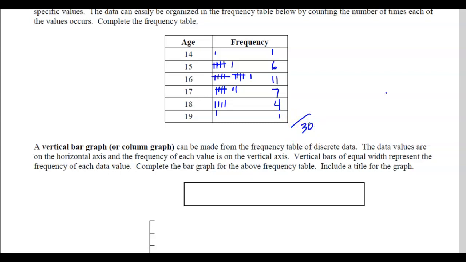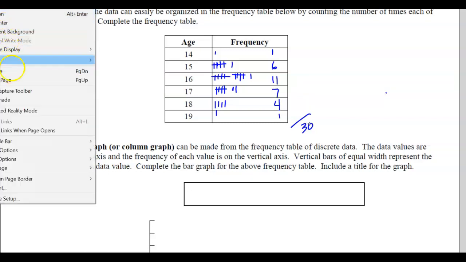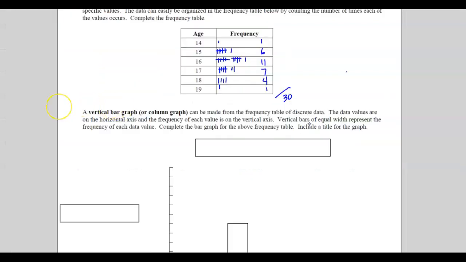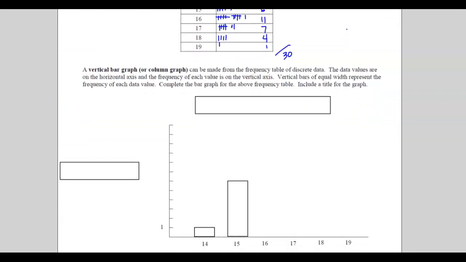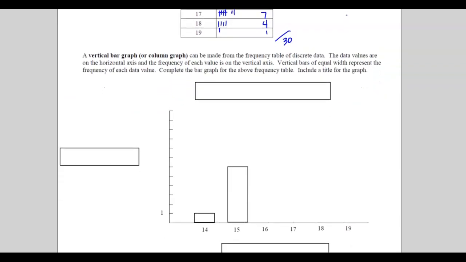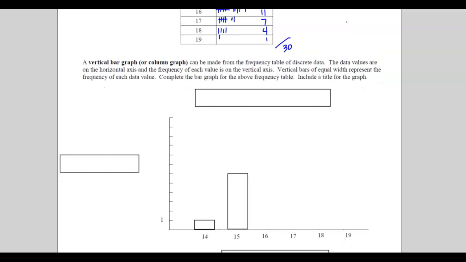Okay, so a vertical bar graph or column graph can be made from a frequency table. The data values are on the horizontal axis and the frequency of each is on the vertical. The vertical bars of equal width represent the frequency of each data value. So you can complete that once you've got your frequency chart. We've already got part of it labeled. Here, frequencies, we're going to go up by ones.